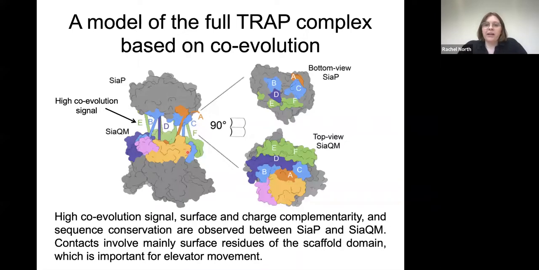And an interesting point here is that these contacts you see here with the rods involve mainly surface residues of the scaffold domain, which is this half of the transporter up here. The only interaction we see with the transport domain is in this region labeled with an A here. You can imagine that this is really important for elevator movement, that the SciP is not actually docking to the transport domain, because the transport domain still has to move up and down. So this makes sense in that respect.